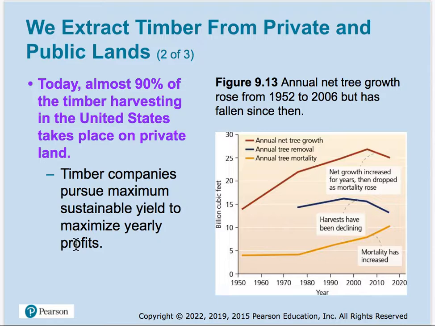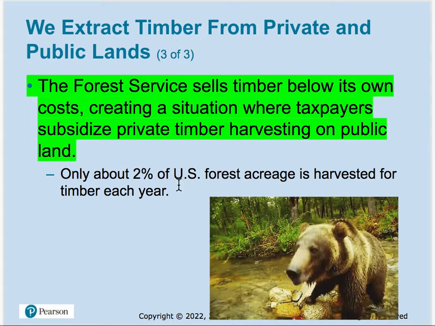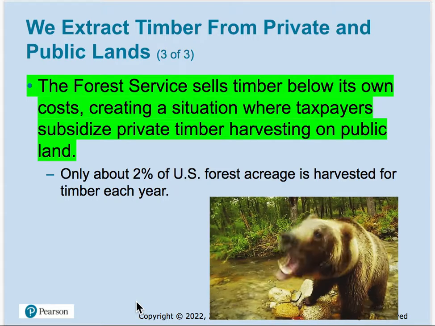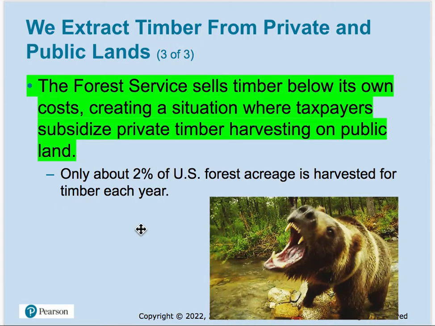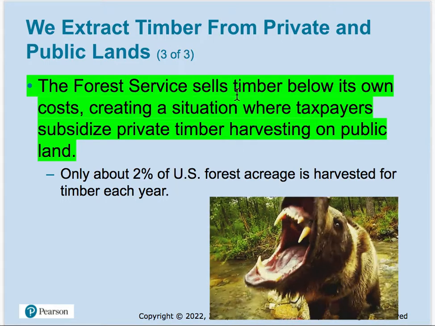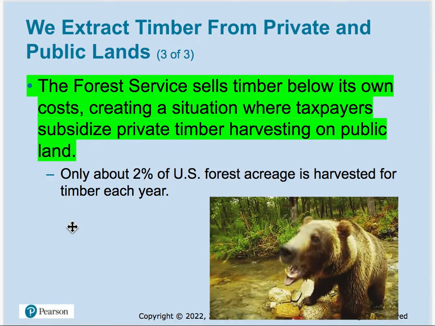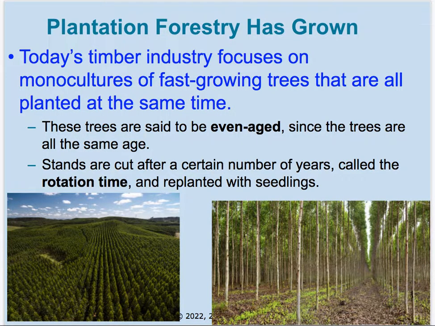Okay, so in the United States, about 90% of our forests are on private land, meaning people can decide because they own this land if they're going to use it for timber or not. The Forest Service does allow some trees to be harvested on our public lands. Only about 2% of our forest land is harvested each year. But the Forest Service actually sells the timber below its own costs, which means you as a taxpayer are actually subsidizing people to cut down the forest because you're paying to make that happen.